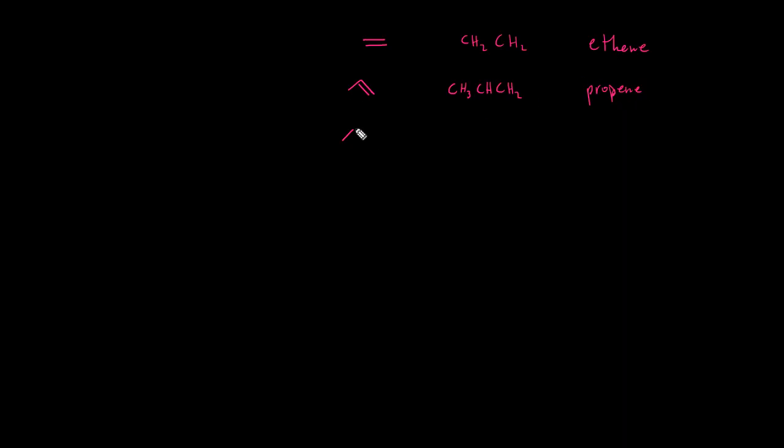If we have 1, 2, 3, 4 carbons with a double bond, that will be CH3, CH, CH, CH2. Again, oops, I keep not drawing the double bonds. So that's a double bond here. That's a double bond here. Let me fix that.